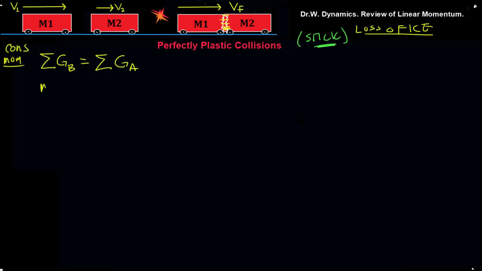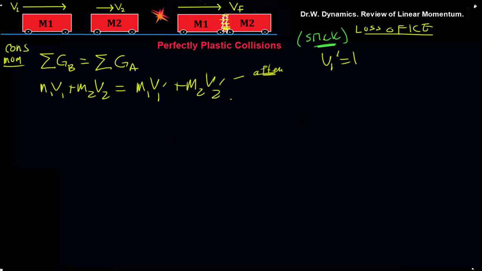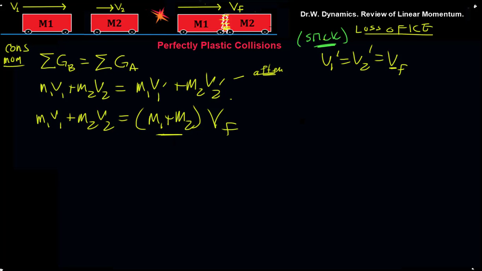So before the event we have m1 v1 plus m2 v2, and then after the event over here we have m1 v1 prime plus m2 v2 prime, where the primes indicate that that's the after the collision speed. In our case, if they stick together, v1 prime equals v2 prime equals vf, we'll call it. So we get then that m1 v1 plus m2 v2 is (m1 plus m2) v final. They stick together and they behave as if they're one object at that point, moving with a common speed of vf.